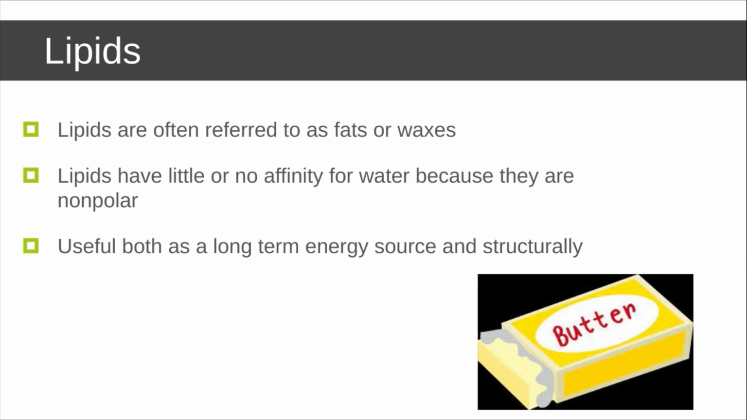A good thing to remember is that since water is polar and most things on Earth are polar, like dissolves like, and that's why water is considered to be a universal solvent. But that term is not entirely accurate, because there are exceptions to it, like oil, like lipids, things that are nonpolar that don't dissolve in it. And lipids are useful both as a long-term energy source and structurally. Another example of a lipid would be butter.